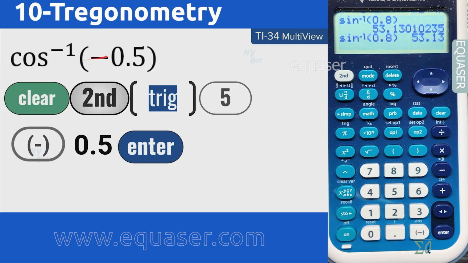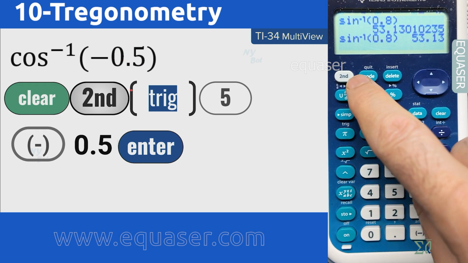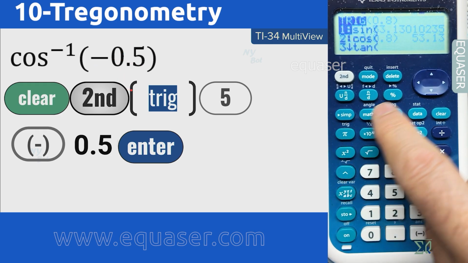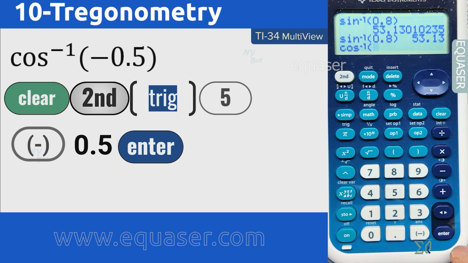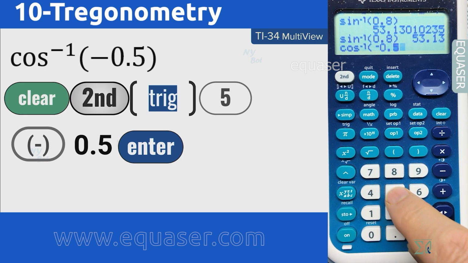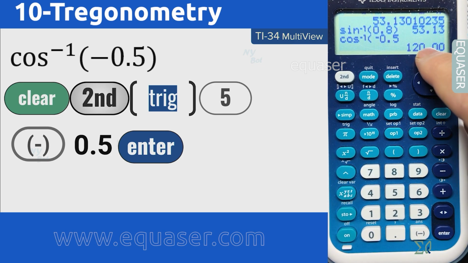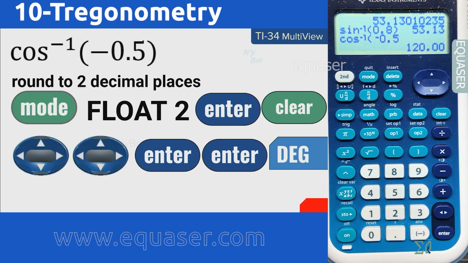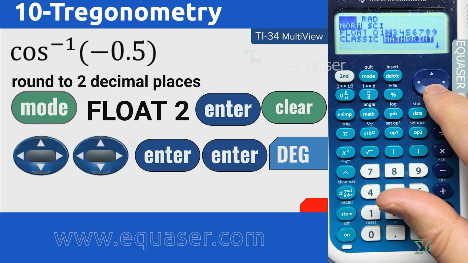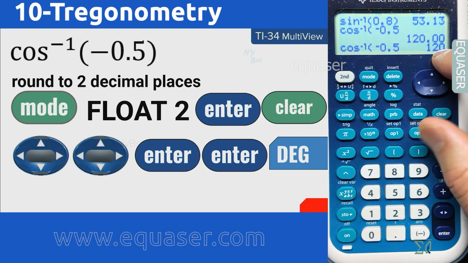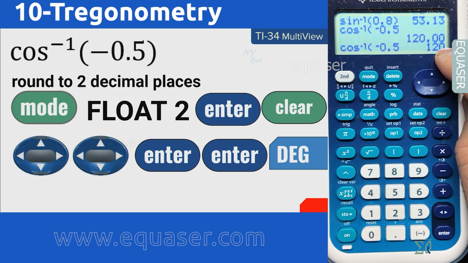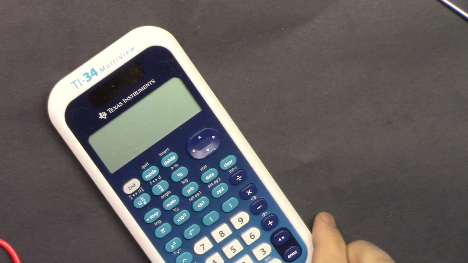The same way, for cosine of an angle equal to minus 0.5, second function trig, so that will be 5, inverse cosine, and then for minus we press this button and then 0.5, enter, and that's the angle with 2 decimal places. Let's change it back to float, and enter, so that's 120, and that is 120 degrees.